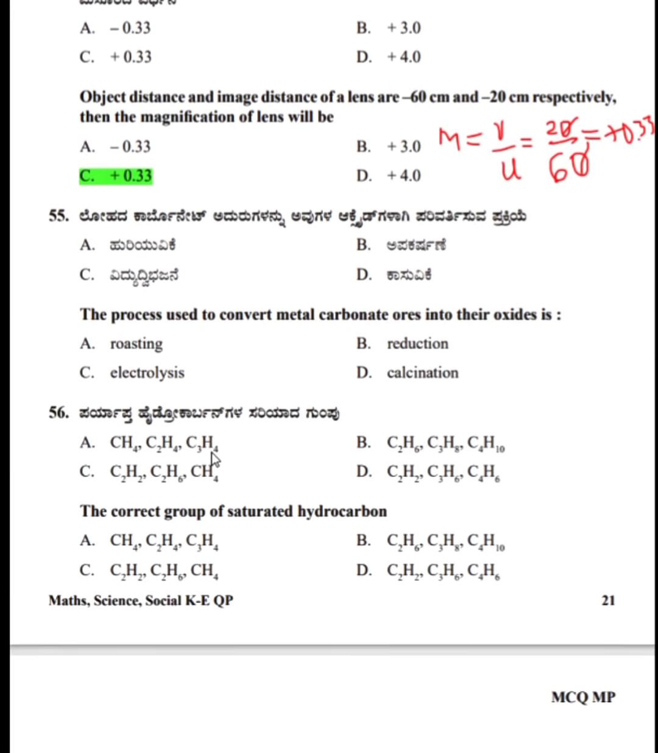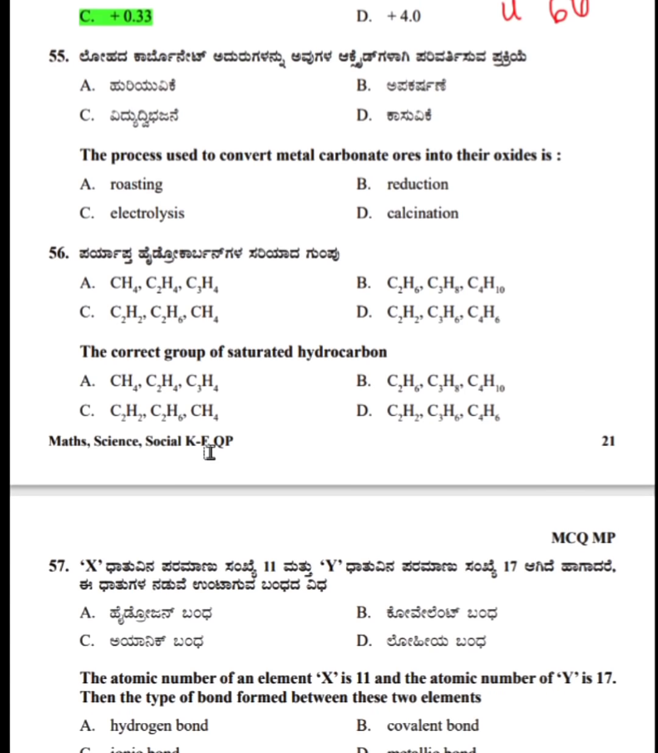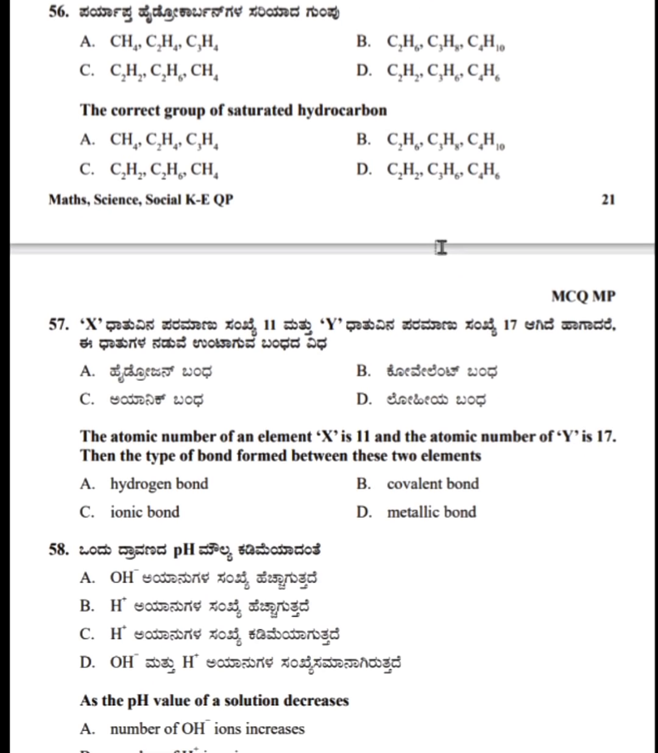Now moving to question number 55. The process used to convert metal carbonate ores into their oxides is. The process of conversion of metal carbonate ores into their oxides is by the process of calcination. By the process of calcination, metal carbonate ores will be converted to their oxides. Therefore, the correct answer is option D, calcination.